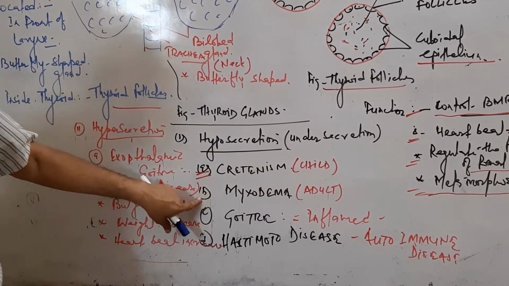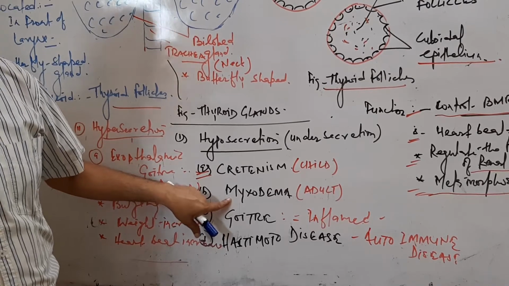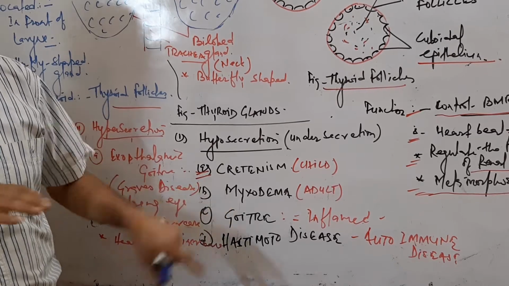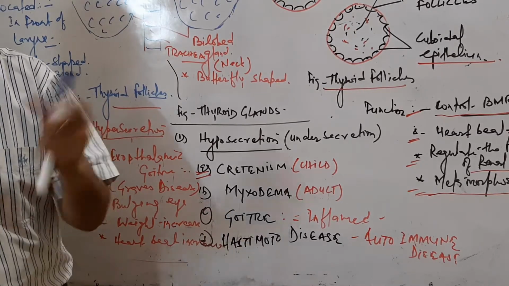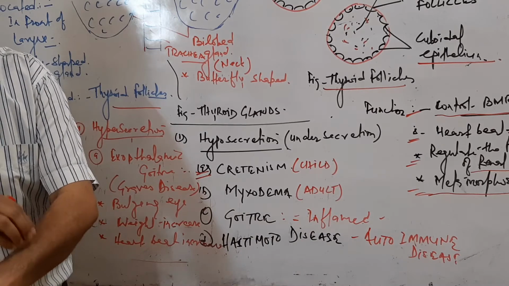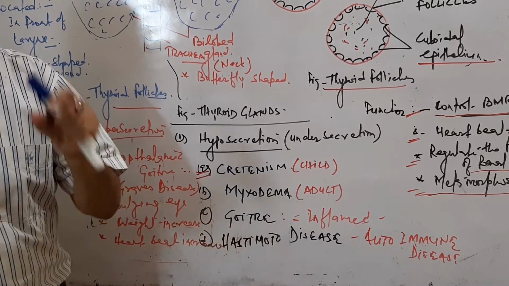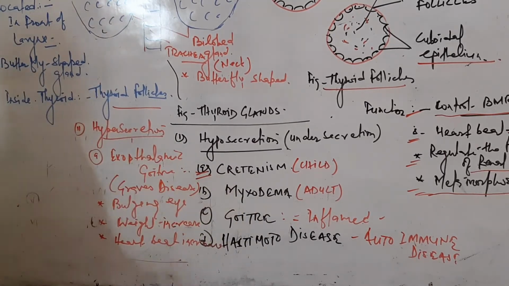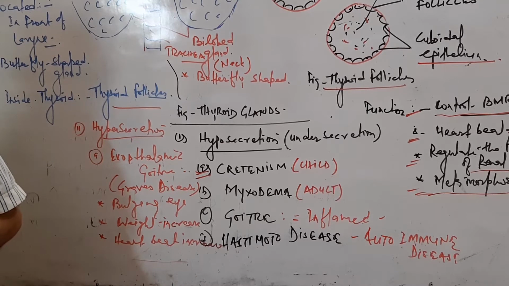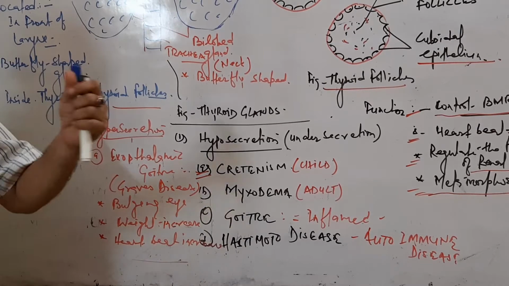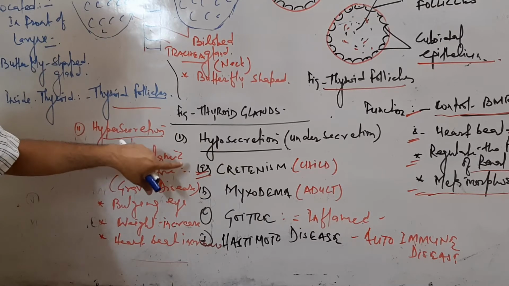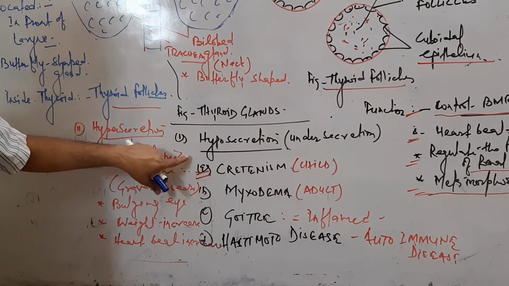Another disease is myxedema. Myxedema occurs in the adult stage. In myxedema, undersecretion leads to a puffy appearance of the body. The body becomes swollen, and the tissues become filled with more tissue fluid or water. So the body looks puffy and unhealthy. A person with myxedema looks heavy, with more weight and a puffy, swollen body. It is generally seen in females.